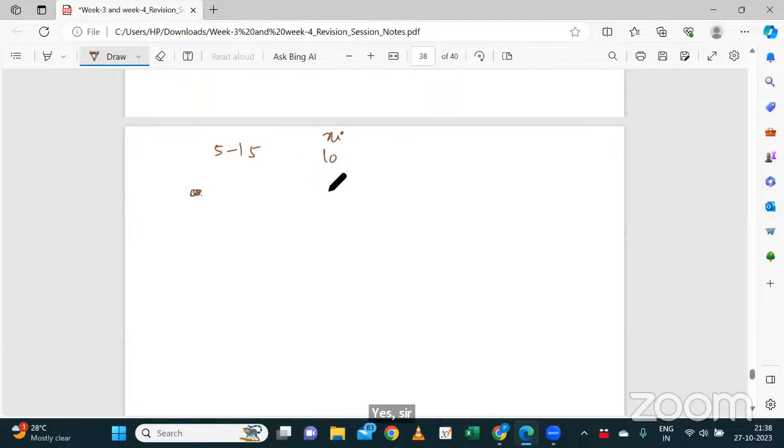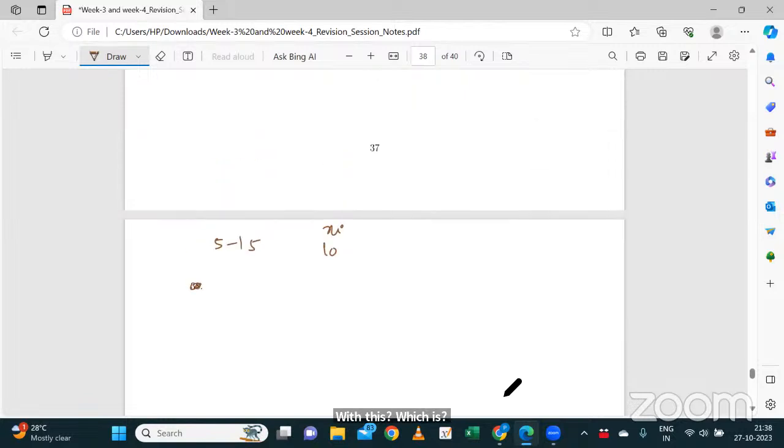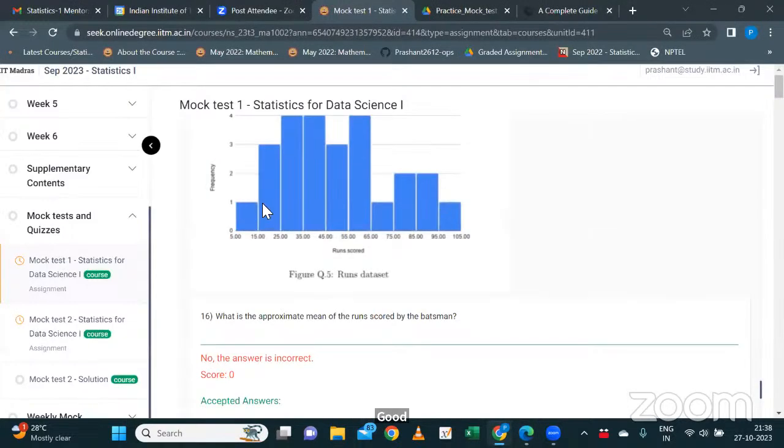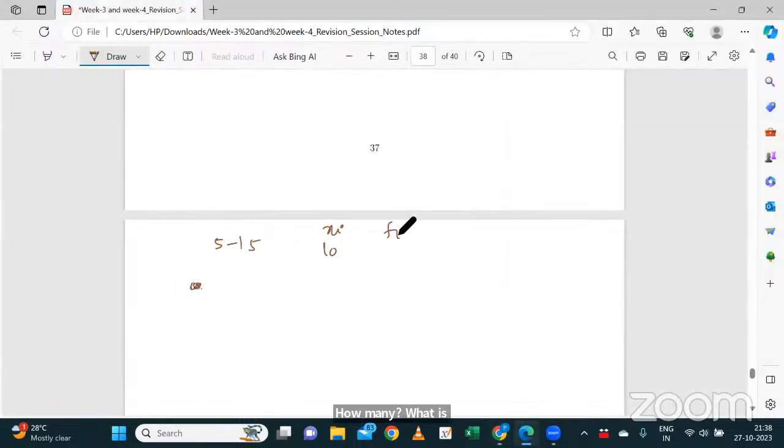10. Then what is the frequency? For this one, it is 1. Similarly, we write down 1. Then the next class is 15 to 25, so what will be the midpoint? 20. This xi is nothing but the midpoint. We did the midpoint in week 3 itself. It's the average of these two, so 15 plus 25 is 40, divided by 2, which is 20. What is the frequency? That is 3.